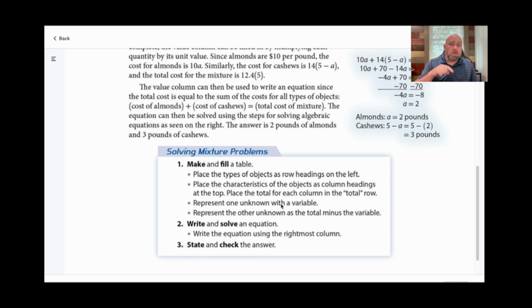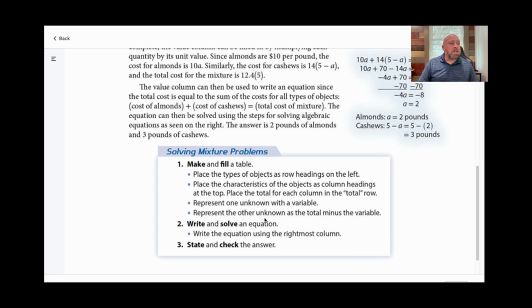Remember, this is something we learned in the last lesson. We can only have one variable. You can't have C for cashew and A for almonds. You can't do it that way. You have to only pick one of them. So you have to only use cashews, or you have to only use almonds. And then you have to build something. The other variable is contingent on the first variable. You cannot have 2 variables. It doesn't work that way.